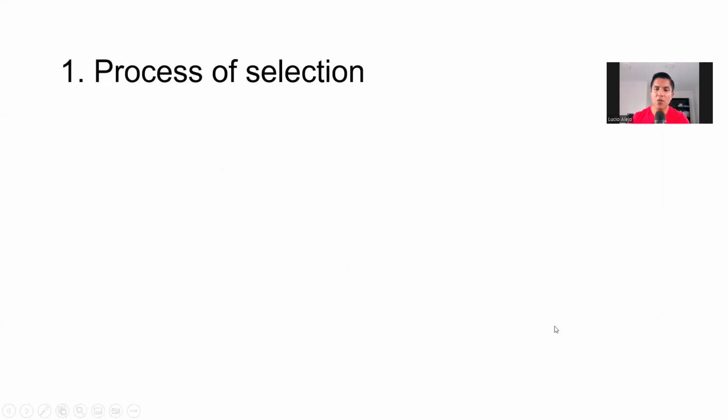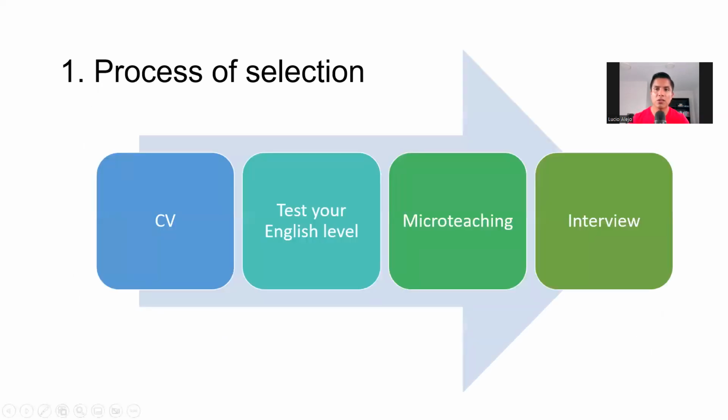So first things first, you need to know that there is a process of selection if you want to apply to work as an English teacher in any institute. And the process of selection looks like this. First, you will need to send your CV or resume to the institution. After that, they will test your English level through an exam. Then you will have to prepare a model class or a micro teaching, as some institutions call it. Last but not least is the interview.